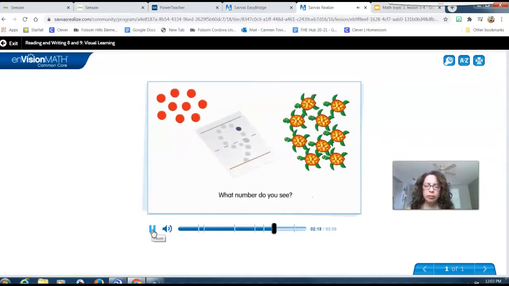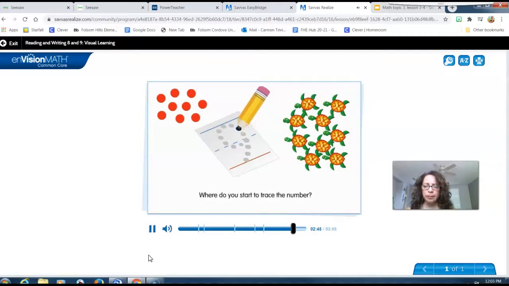What number do you see? It is the number 9. What does the number 9 describe? It describes how many turtles there are. If you trace this number, what number will you write? You will write the number 9.